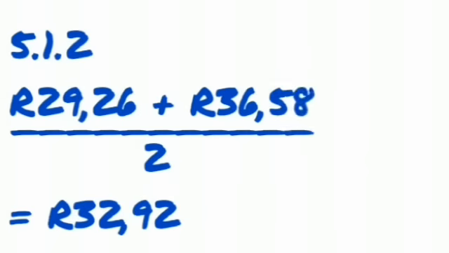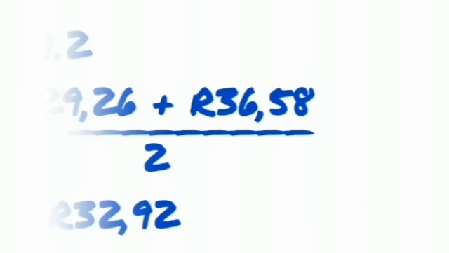How do you do that? You take the 29 rands 26 cents plus the 36 rands and 58 cents and you divide by 2 and it gives you your median as 32 rands and 92 cents. Anytime you have data that is even numbered, the ones in the middle are always going to be 2 numbers. So what you're going to do is average them, add them together and divide by 2, and that's how you do it every time.